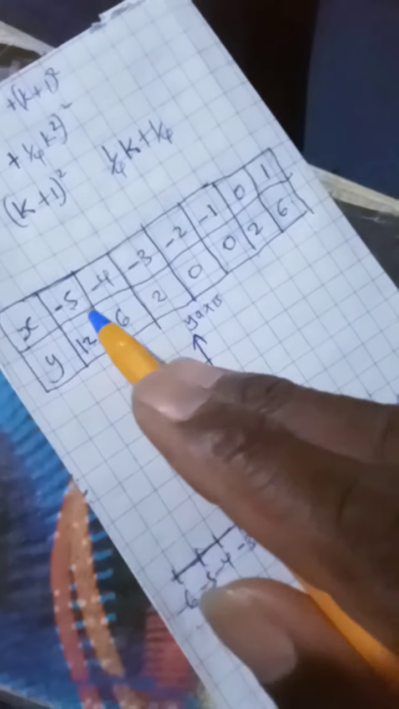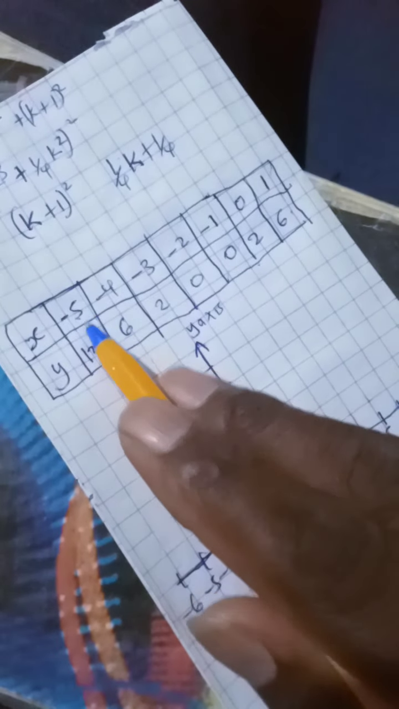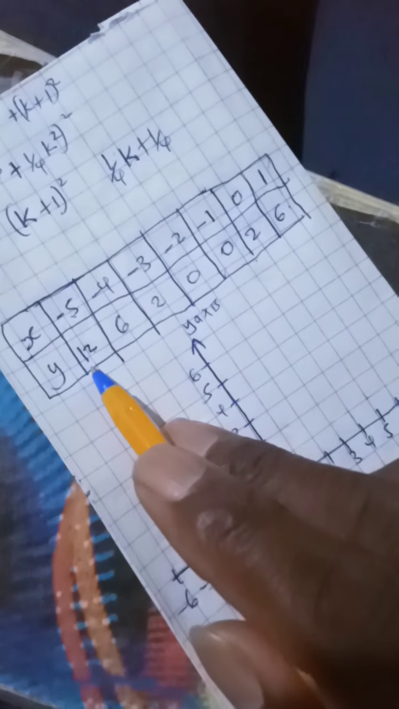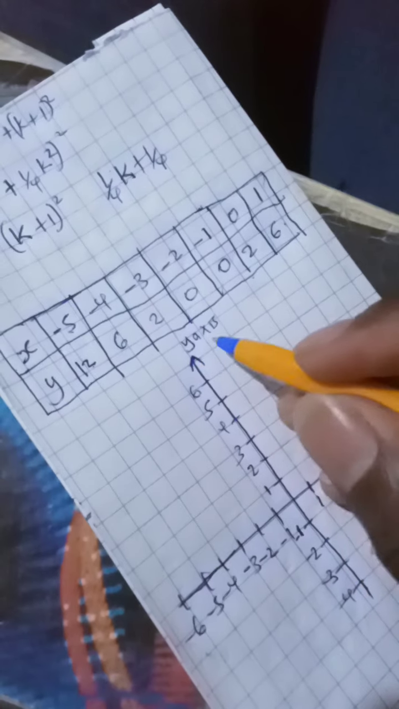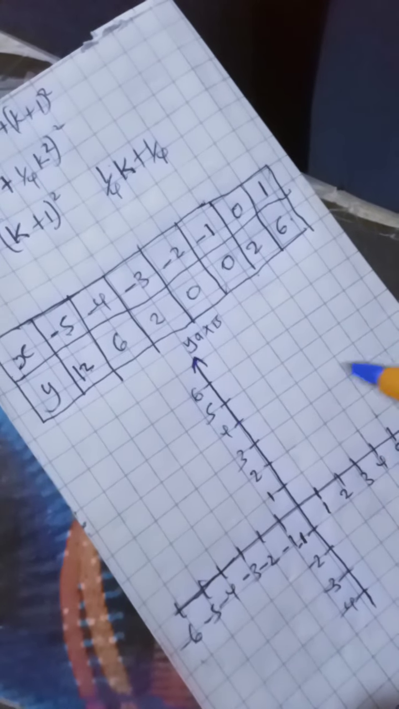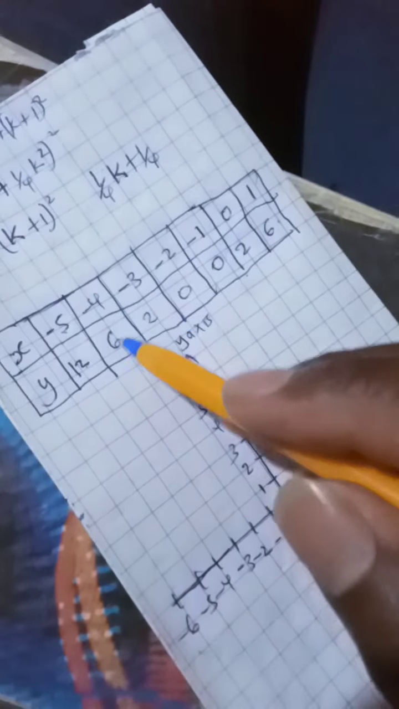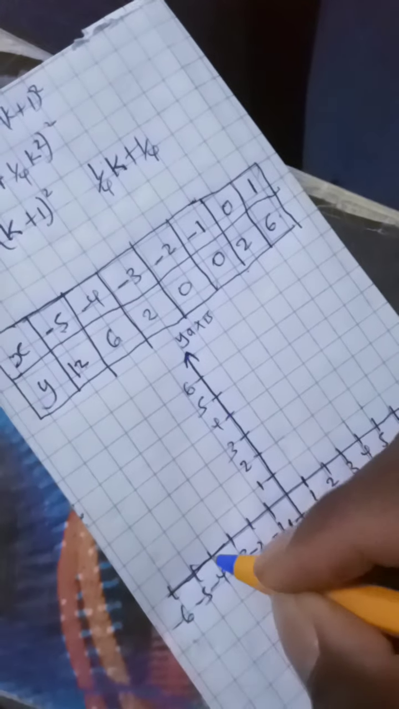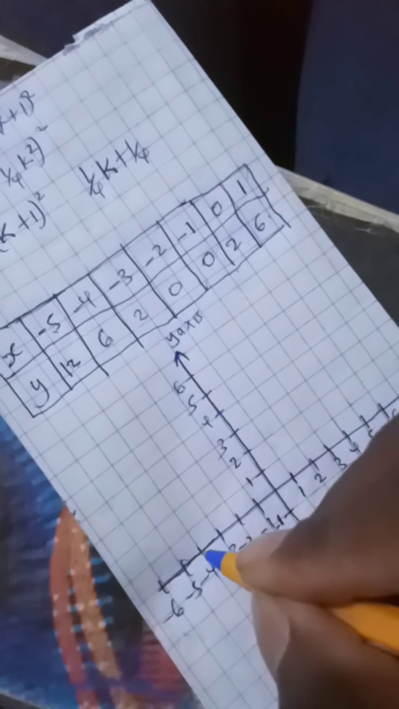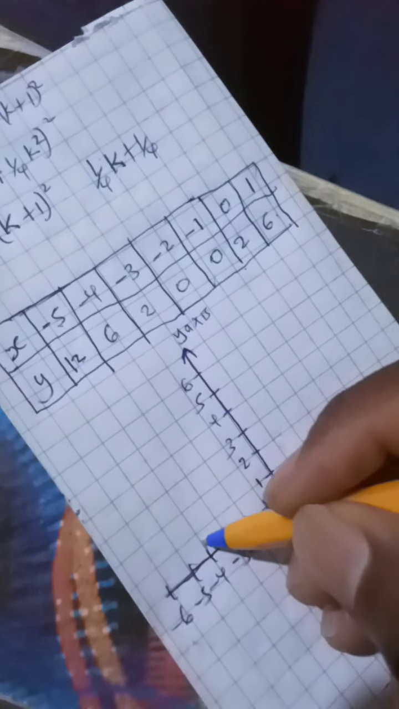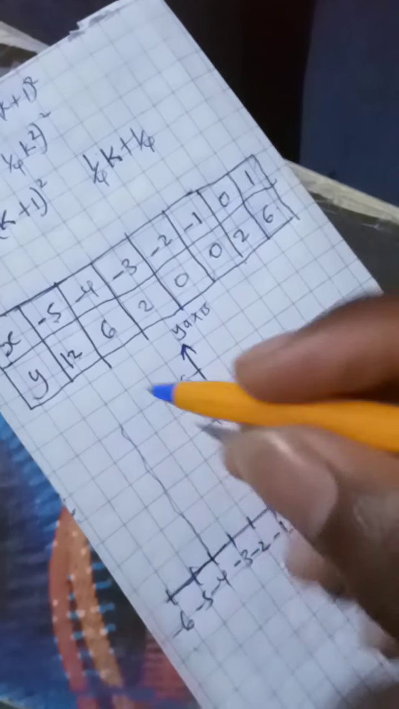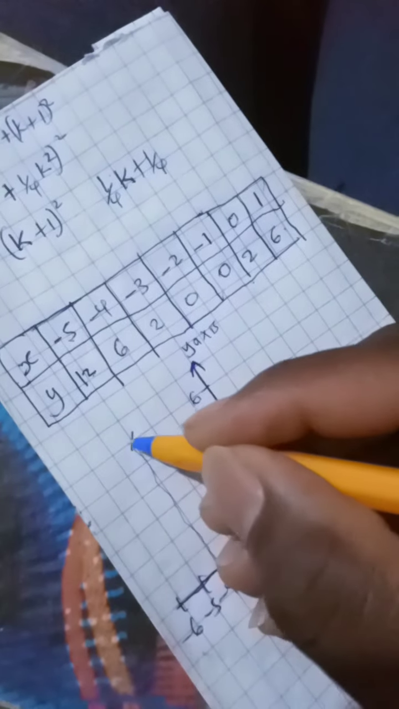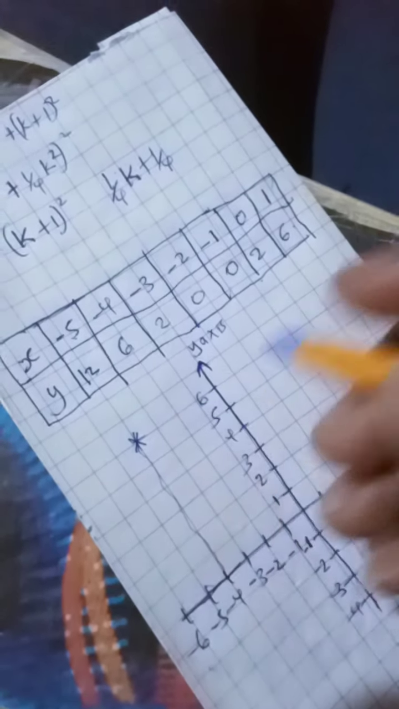So when we start plotting our graph, we'll take our values of x corresponding to y, whereby our x is -5 and y is 12. Though our y-axis does not reach the 12 point mark, so we'll start by -4 and 6. So our -4 is here, then 6 is here. So we'll follow this line upwards until we reach the 6th point, which is here. So you need to mark with a star.